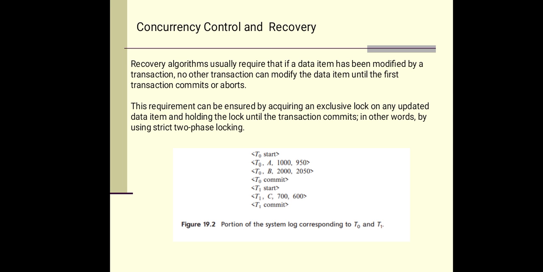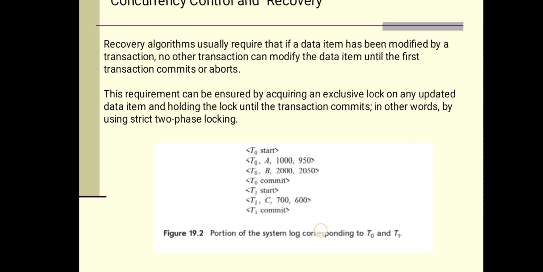So T0 start, that means transaction T0 is getting started. Then T0, A, 1000, 950; T0, B, 2000, 2050. This shows that transaction T0 is transferring 50 rupees from account A to B. That's why T0 is the transaction, A is the account, 1000 is the old value, and after the transaction 950 is the new value. Similarly, for account B, 2000 is the old value, and after transferring the money from account A to account B, the new value is 2050.